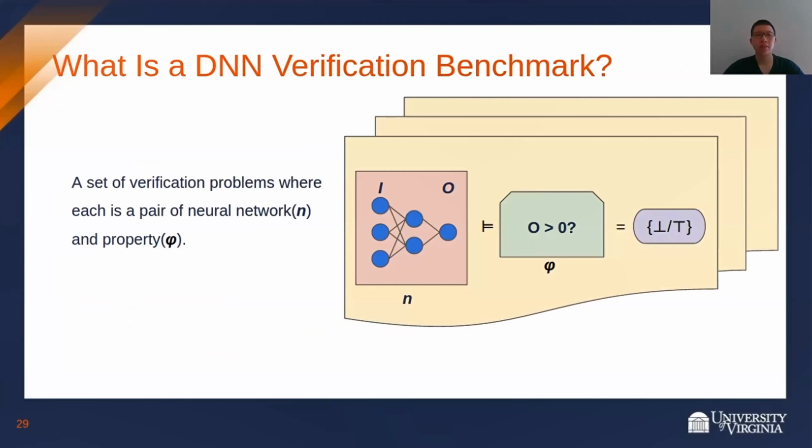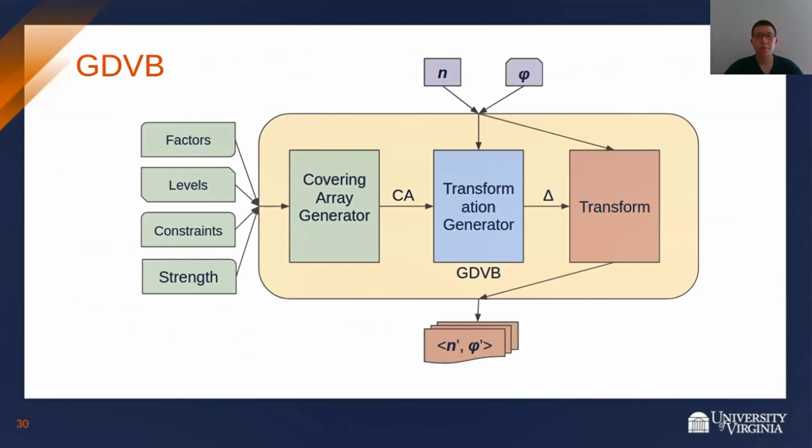We define the DNN verification benchmark to be a set of verification problems where each instance is a pair of network and property. For example, a property can ask whether the neural network produces outputs that are constantly greater than 0. We then realized our ideas into a tool called GDVB, Generator of Diverse DNN Verification Benchmark.